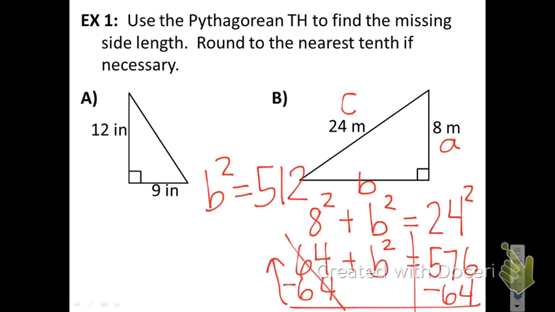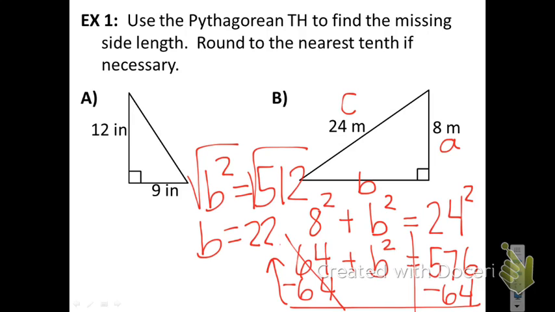Okay, now we're at the point where we have something being squared and we have to do the opposite operation. What's that? Square root, very good. So we square root on both sides, you get not B squared, but B. B equals 22.627417, so let's go to the nearest tenth. We practiced hundredths yesterday. It's 22.6.